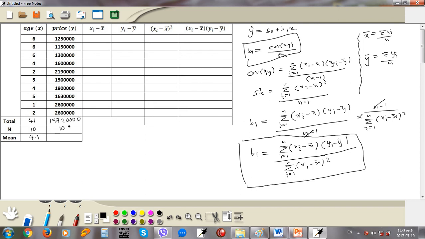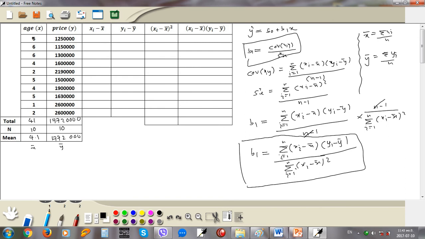Then this value divided by 10 gives 1,772,000. This is the mean of y. So you found that x bar is this value and y bar is this value. Now that you know x bar and y bar, you can find xi minus x bar.